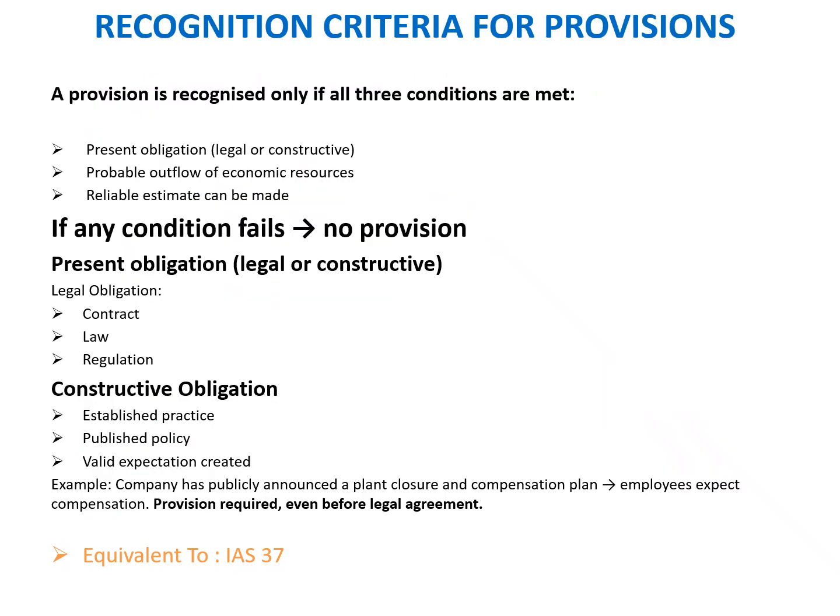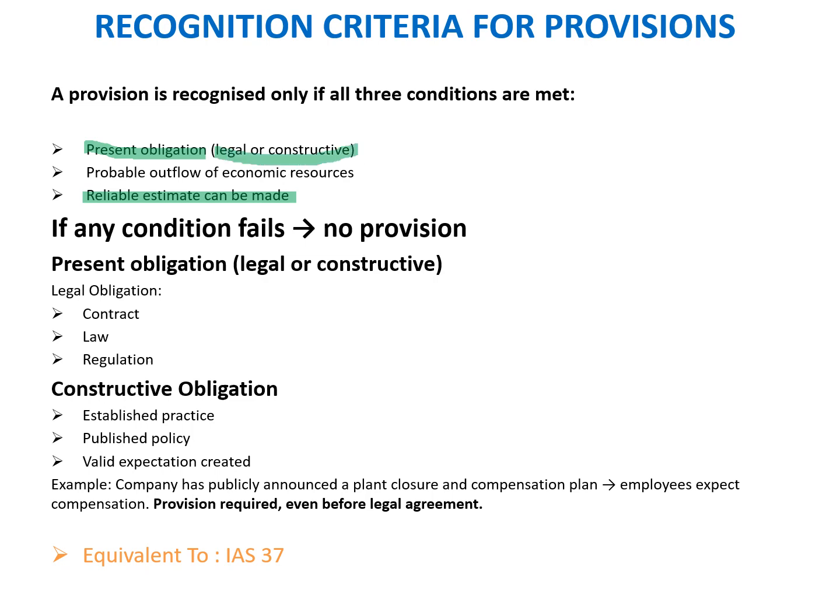Okay, now we'll talk about the recognition criteria for provision. A provision is recognized only if all the below conditions are met. There has to be a present obligation, which means that we know that we have to settle an amount, but that amount is not certain. But that amount needs to be settled, and when we settle it, it would mean a probable outflow of economic resources. A reliable estimate can be made with a degree of probability, and there has to be an obligation on the basis of a legal or constructive contract.